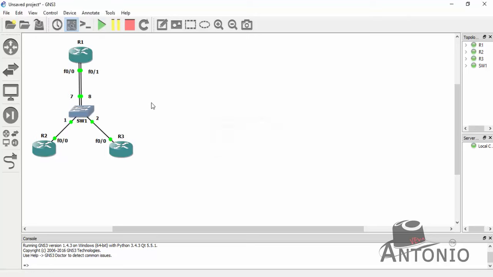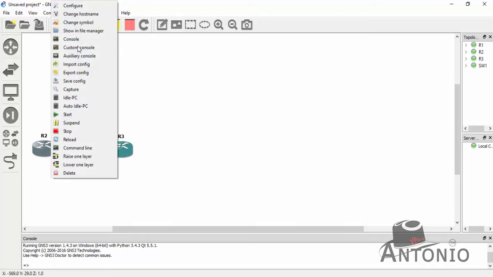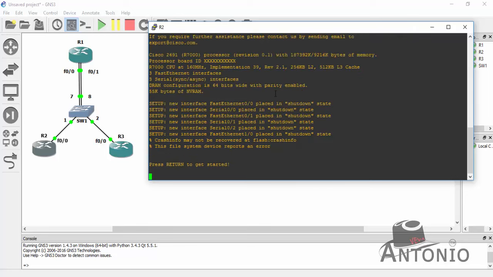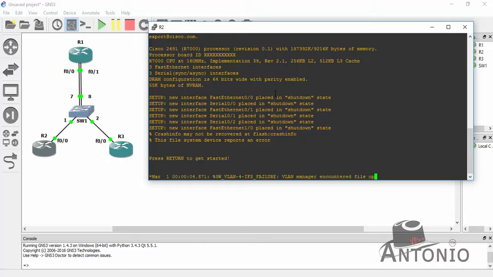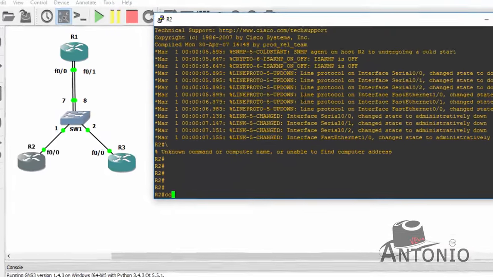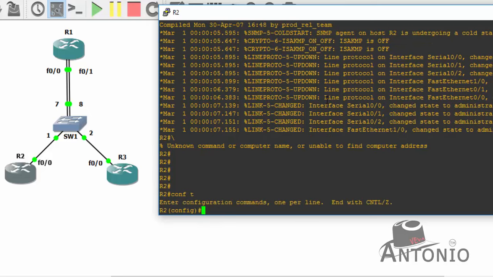Turn it on. Let's wait for a while. Click on console. Okay, this is gonna take a while. Okay, while waiting, mag-tsaka muna, pare ko. Ayos. Let's configure this router 2.